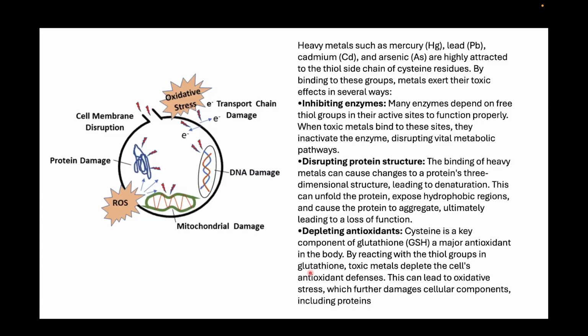This can lead to oxidative stress, which further damages cellular components like electron transport system damage, direct DNA damage, mitochondrial damage, protein aggregation and damage, and membrane disruption. That is how heavy metals can cause such a wide range of toxicity, and they are also very toxic to humans. They can cause kidney failure, neurotoxicity, and many other skin infections and diseases. So the protein sulfhydryl groups are the main target of these heavy metals.